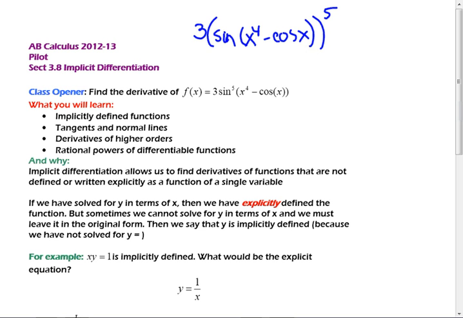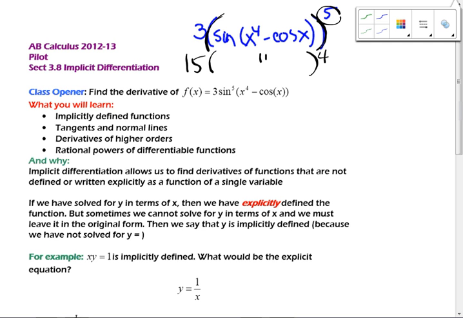So first thing I'm going to do is the outside function. That's this one here. It's the 5th power. So do 5 times 3, which is 15, times whatever's in there to the what power? 4th. I saw the quiz. No, some people try to make this the cosine. No, it stays the same.